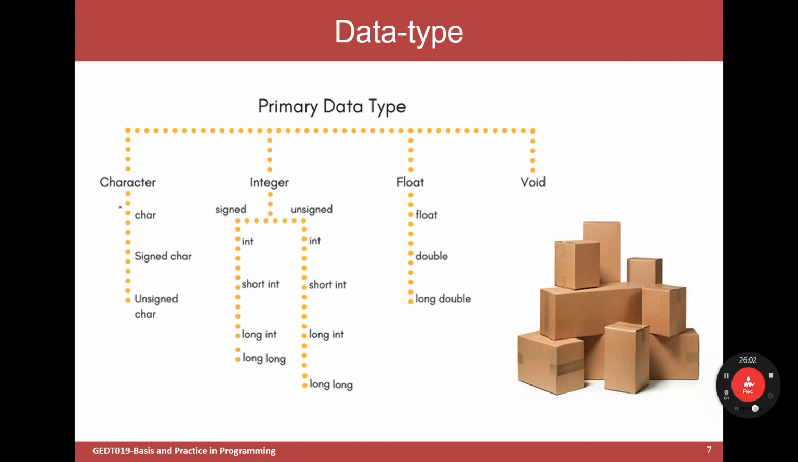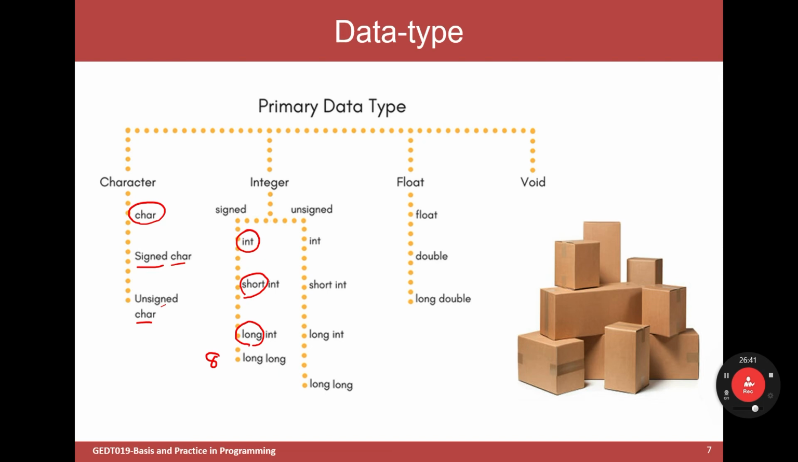So for characters, you can say character, or char, or signed char, or unsigned char. That means it's only positive number char. Also for integer, we have signed integer, just normal integer, or short integer, or long. Long will be 8 bytes. It's a very big number. For very big numbers, you will use long.